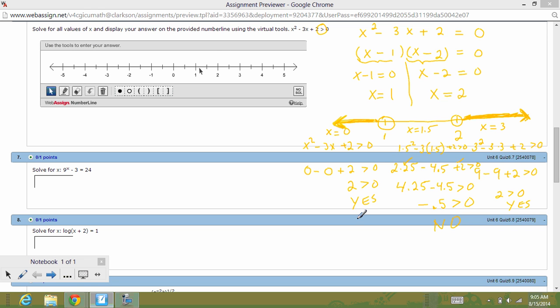Okay. Finally, what you need to do is to shade appropriately, use the virtual tools, and hopefully you've become familiar with those. And all should be well with that question.